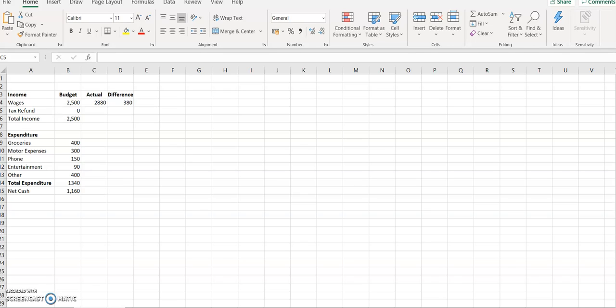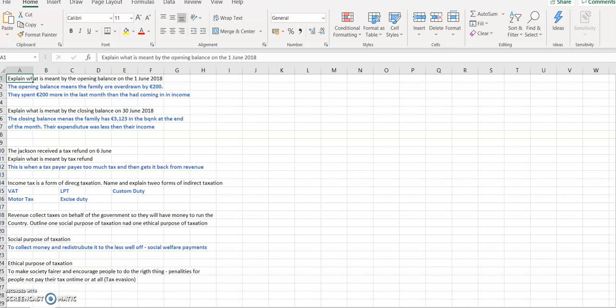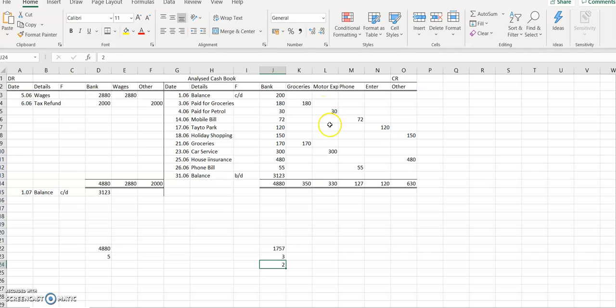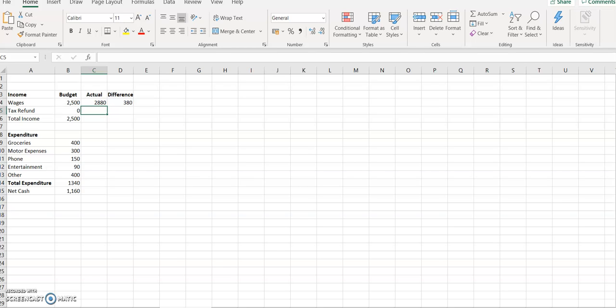So this question is going to link into your other question that we did as part of part A, which was the analyze cash book. So what we're going to do is take each one of these figures for our totals, and analyze them against the planned budget that they had. So the budgeted figures are down here. So for wages, they budgeted 2,500.